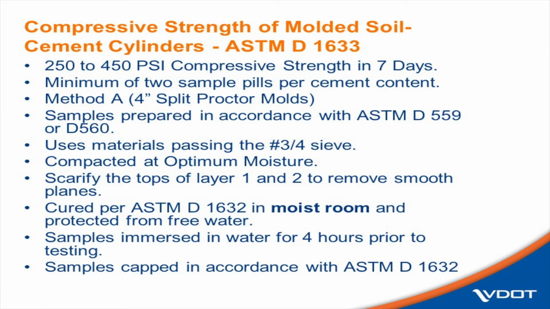Method A really dictates the size, that size sample. That's how you prepare them. So this is one that often snags a lot of labs. This uses all material passing the 3/4 sieve. Most labs have it ingrained in their heads to sieve out everything that's retained on the number 4 sieve, which is 3/16. This is a lot different. The big aggregate remains in the sample.